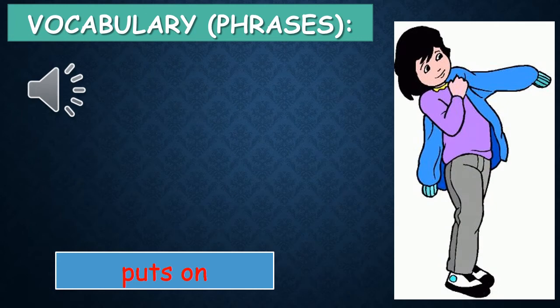Okay, let's look at some of the vocabulary we will see in today's lesson. Today we'll be focusing on phrases, not one word, but some words put together that we often use in English. The first one, puts on. The girl puts on her blue jacket. That's nice and easy. Remember to practice with teacher. Let's go. Puts on. She puts on her jacket.